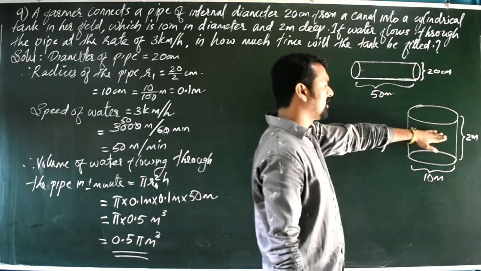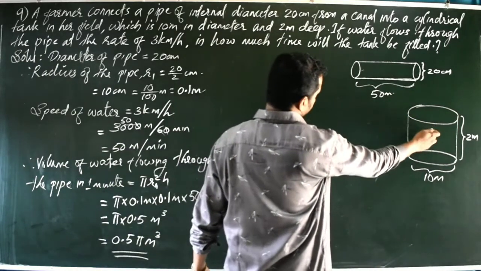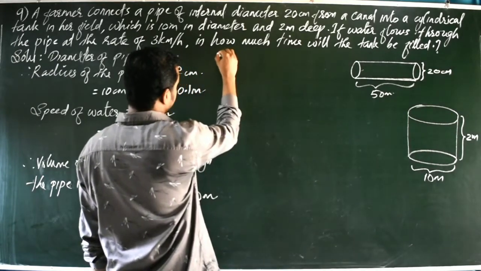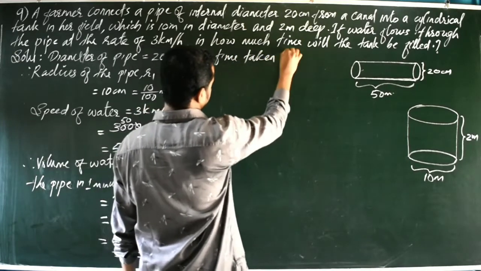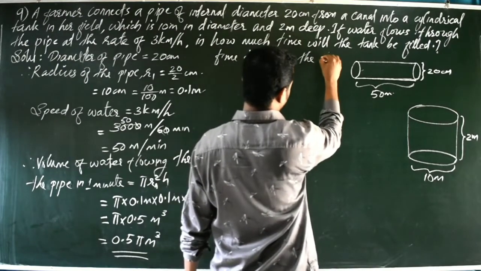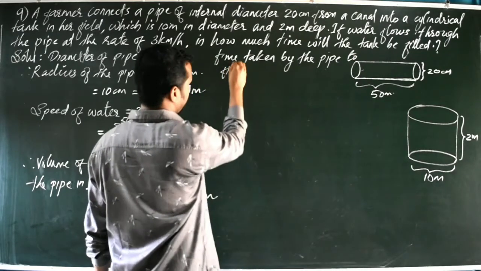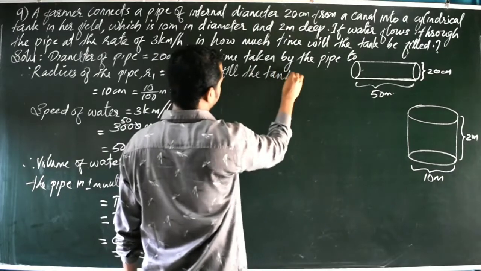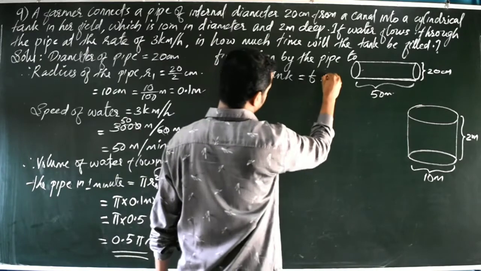Then just imagine that the water can be filled in t minutes. Just take it as t minutes. That is, the time taken by the pipe to fill the tank is equal to t minutes.